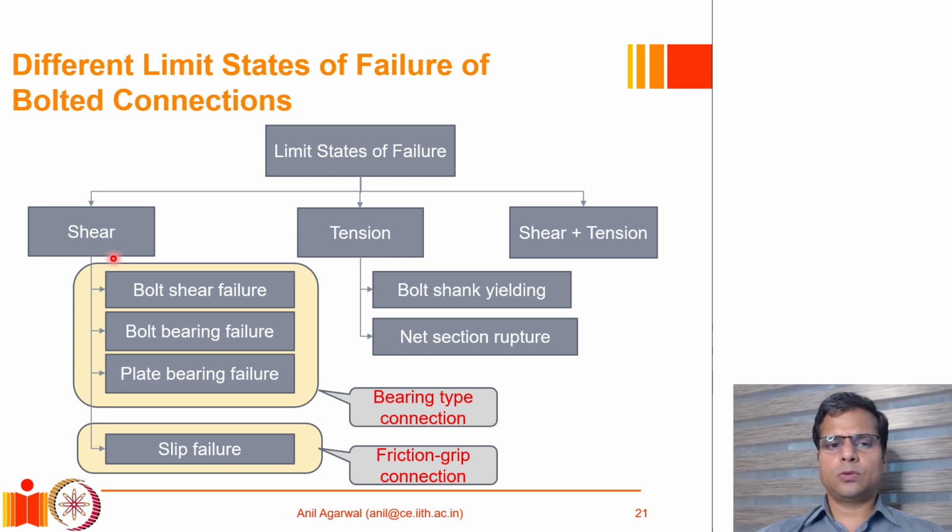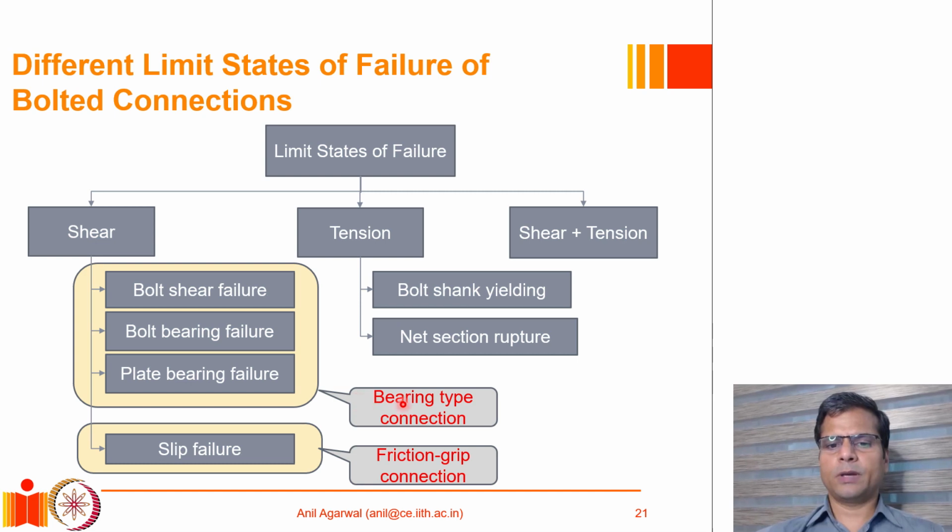When it comes to bolts which are subjected to shear, it depends on whether the bolt belongs to a bearing type connection or a friction grip type connection. In a friction grip type connection, you remember, the bolts are tightened and subjected to large pre-tension force so that the plates are held together through friction. Such bolts can fail through slip. So slip would be the failure criterion for such bolts in shear.